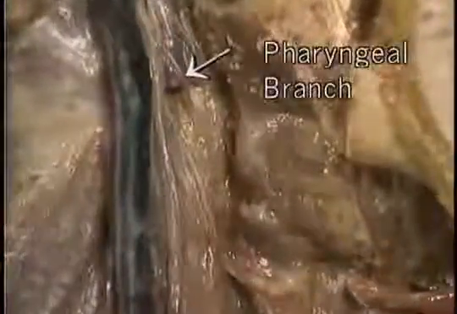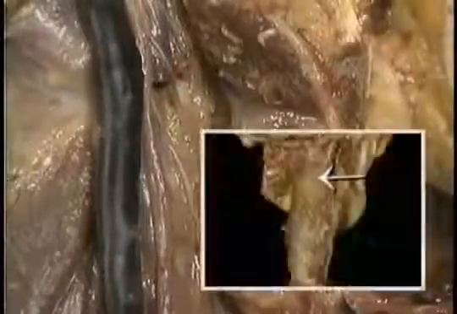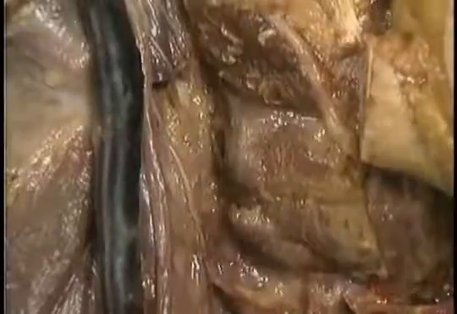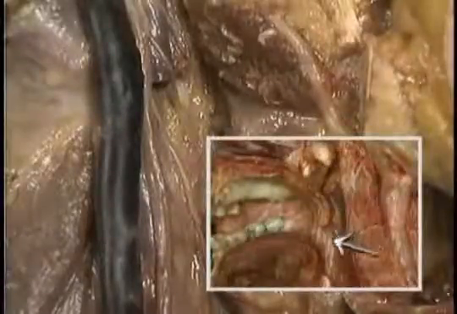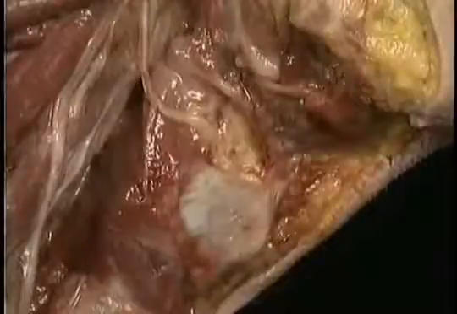The pharyngeal branch or branches of the vagus enter the wall of the pharynx. They supply the superior and middle constrictor muscles and all the muscles of the palate except the tensor palati. The superior laryngeal nerve passes downwards and forwards towards the hypopharynx. We'll follow the superior laryngeal nerve in another dissection.